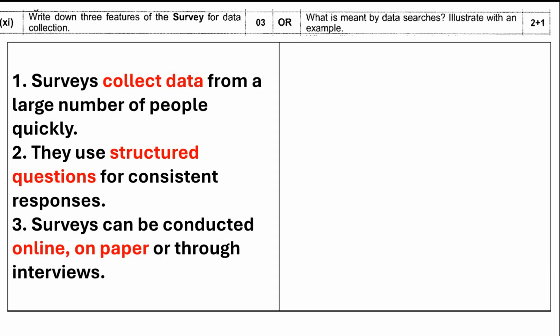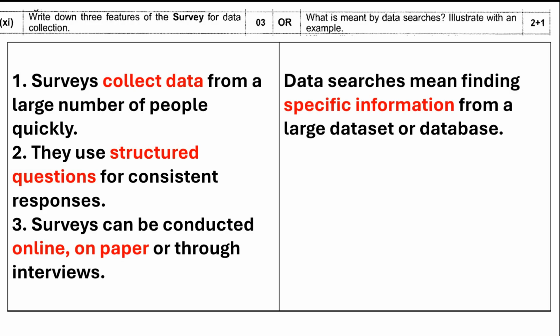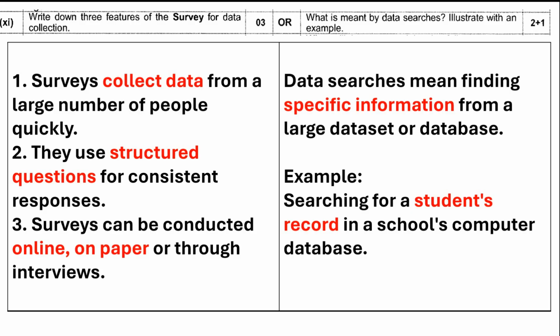The second optional question is to write what is meant by data searches. Illustrate with an example. Data searches. Number one, data search means finding specific information from a large data set or database. You have a big database or large data frame, data set. You want to find specific information from that data, that is called a search. Next, an example: searching for a student record in a school's computer database. There is a school computer database, and you want to search for one student record. This is an example of a search.